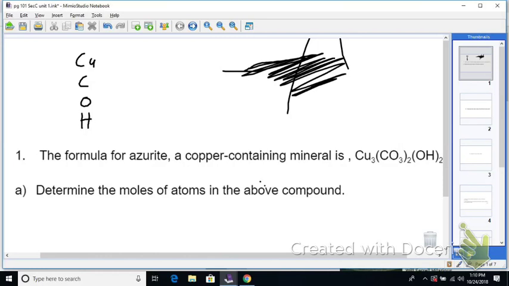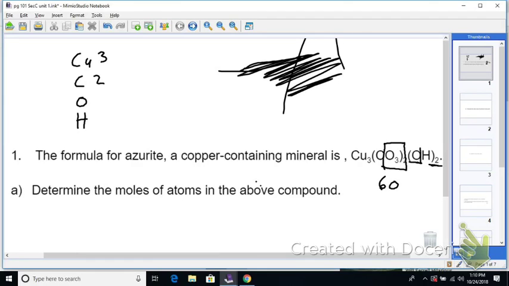So, copper we have 3. Carbon we have 2. Oxygen we have 6 here. So there's 6, and then we have 2 here. So that's plus 2. So we have a total of 8, right? And then hydrogen, we have 2. Questions? You guys were getting pretty good at counting, so I assume that you got those all right.